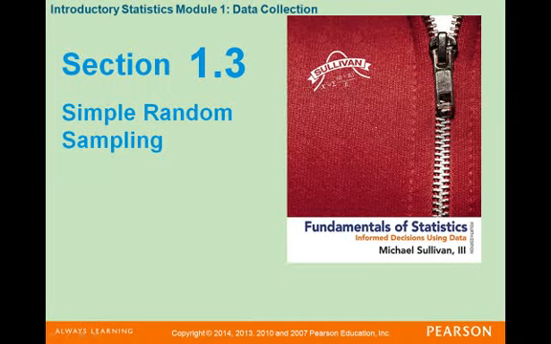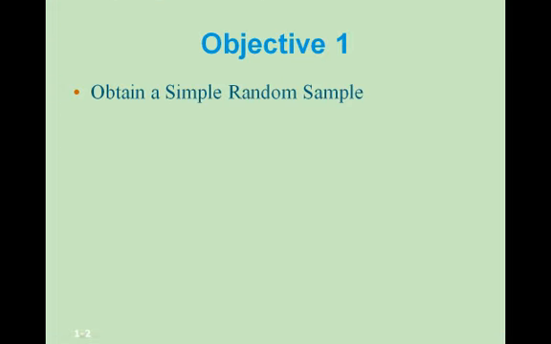Section 1.3, Simple Random Sampling. This is the objective we're going to look at in this section. Objective 1, we want to obtain a simple random sample.